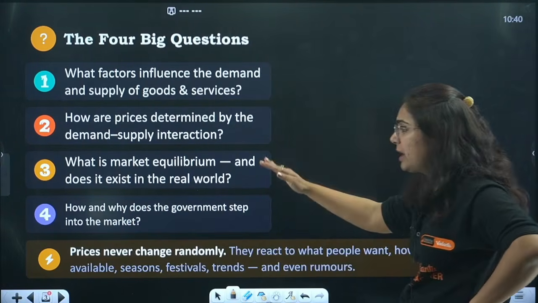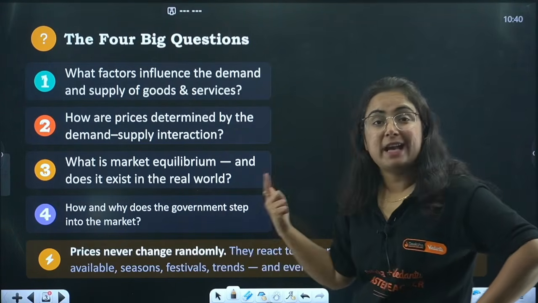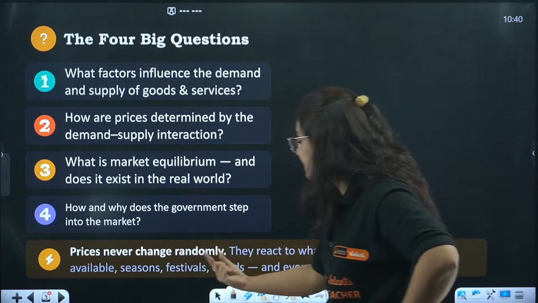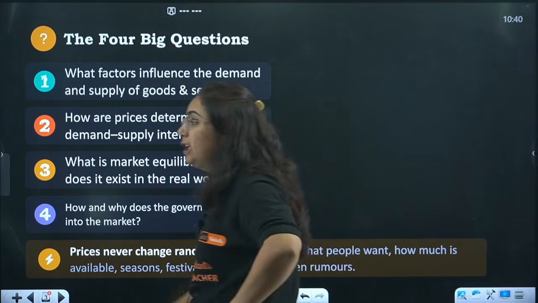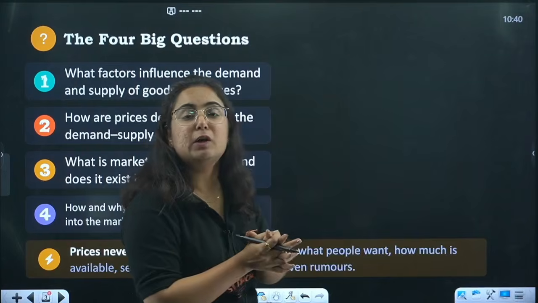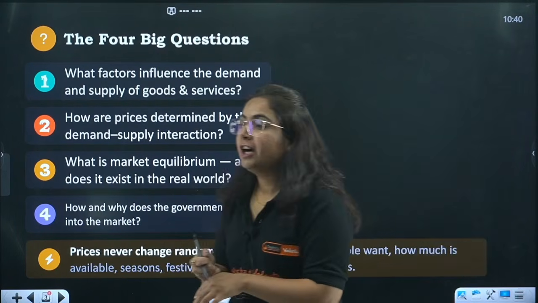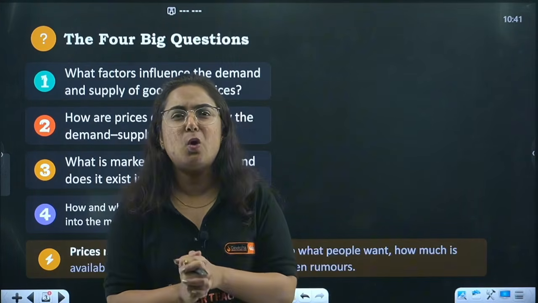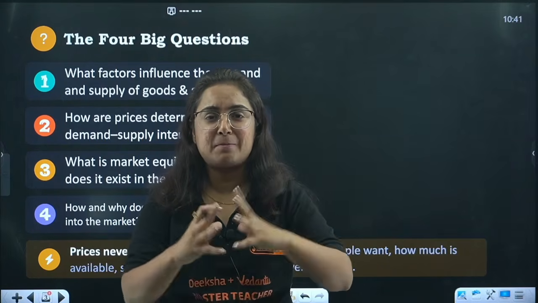And the entire chapter is all about them, right? Prices never change randomly. They just react to what people want, how much is available, season, festival, trends, and even rumors too. A lot of the time rumors are spread. Like if we see the role of social media right now, I just remember one example. Among Gen Zs, one product was getting so much craze, and that was that long sipper, that big sipper, right?